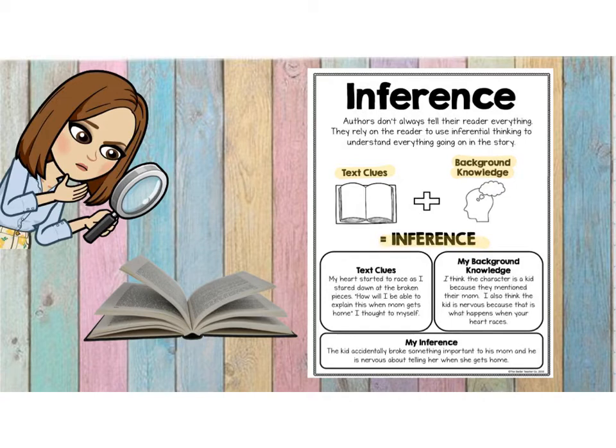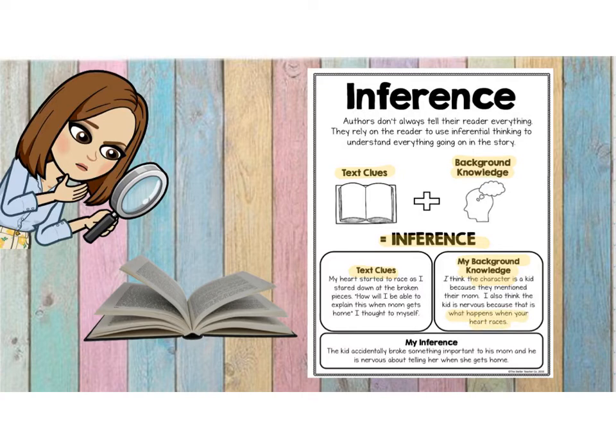This is a lot like that stoplight that we looked at in yesterday's lesson. So here's an example of a text clue. "My heart started to race as I stared down at the broken pieces. How will I be able to explain this when Mom gets home?" I thought to myself. Well, my background knowledge would be, I think the character is a kid because they mention their mom. I also think the kid is nervous because that is what happens when your heart races. I love that this model includes what the reader thinks about the character and their own experience.